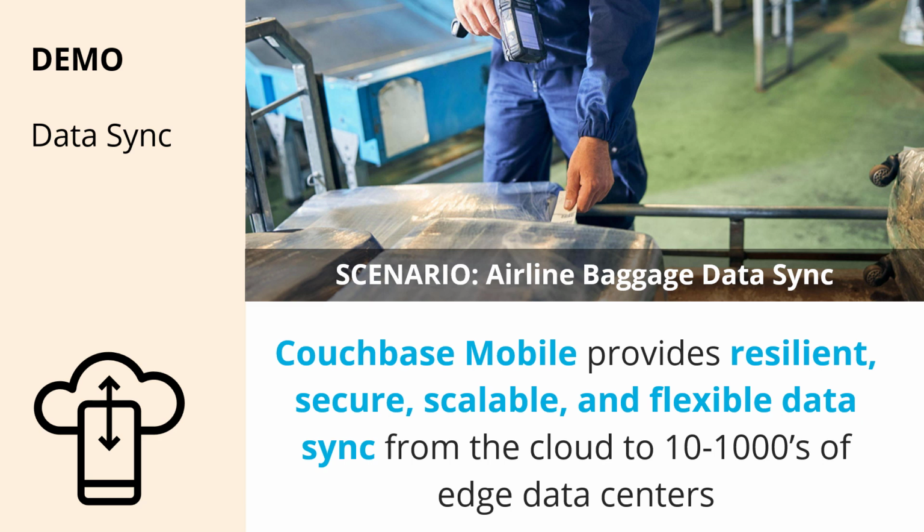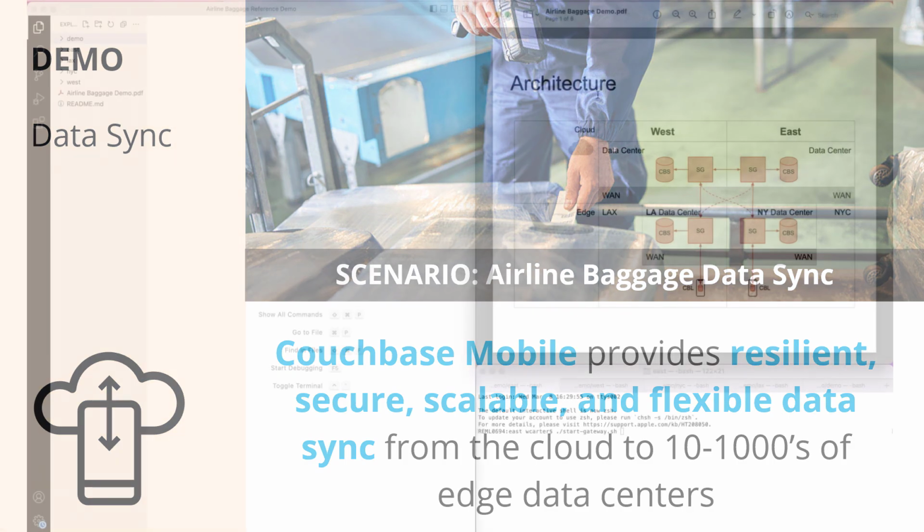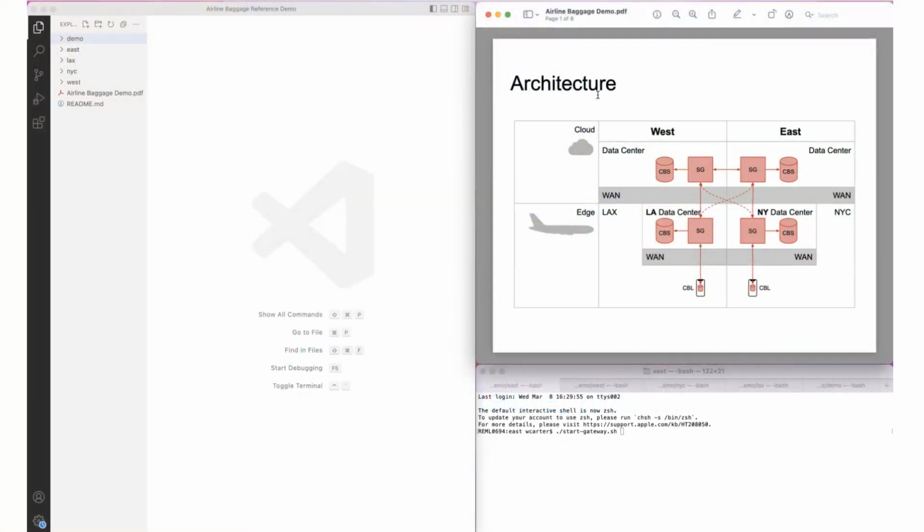Now let's hear from Wayne Carter, VP of Engineering at Couchbase, who will show a live demonstration of Couchbase Mobile synchronization in action. Okay, what I'm going to demonstrate here is how to set up an edge computing architecture for managing bags at an airport. This is the architecture that I'm going to create. I'm going to create it all on my local machine.